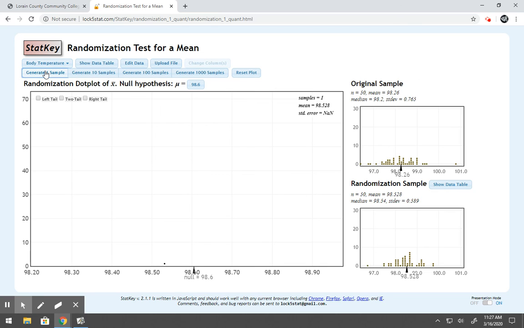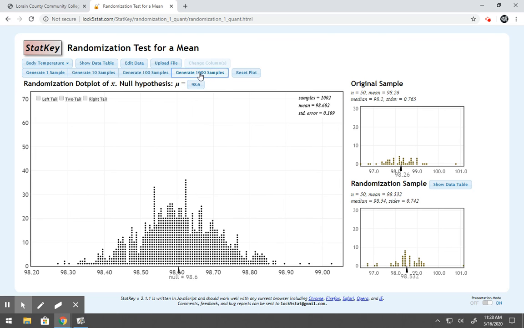If I do it again, I generate another sample. It changed, 98.478. Notice now, I've got 98.478. If I jump between these, the data on the right side changes. Okay, well, we could sit here and do this for a very long time, and keep checking this. But what I want to do is run about 1,000 of these right now.